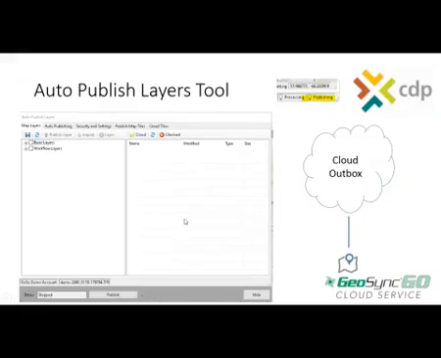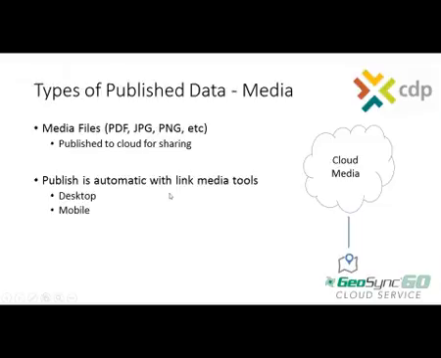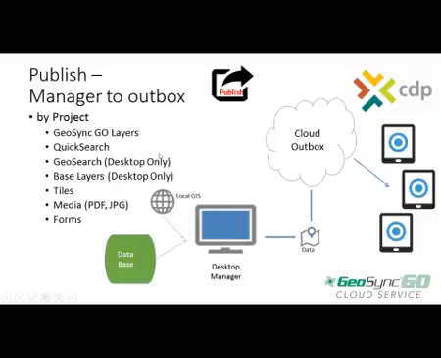Let's go back here. So we had two tools, types of data. Again, the publish process is taking this critical data, and you don't always need all of this information, but it is to take that information, move it to the Cloud Outbox, and then that information can be consumed by the mobile device. But publishing is just getting that information out there so that it's available for use.